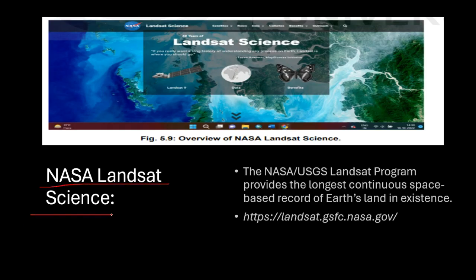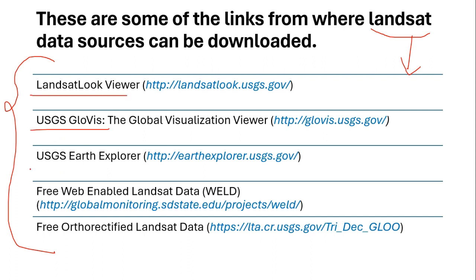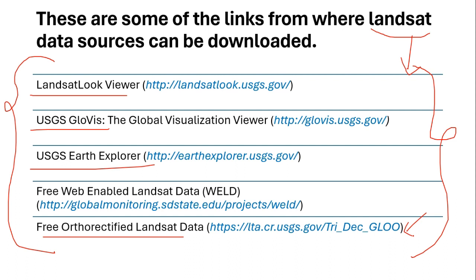Then we have NASA Landsat Science. So the NASA USGS Landsat program, we know that it is the longest continuous space-based record. And here is the website of this NASA Landsat Science from where you can get the Landsat data sets. And also there are some more links from where you can get the Landsat data set. So basically Landsat is a sensor which provides us satellite imagery of Earth's surface. So these websites are there from where you can get the satellite images from Landsat. So Landsat Look Viewer, USGS Glovis, USGS Earth Explorer, free web enabled Landsat data, free orthorectified Landsat data. These are the few websites and their links are available here.